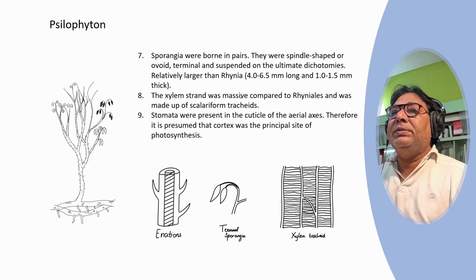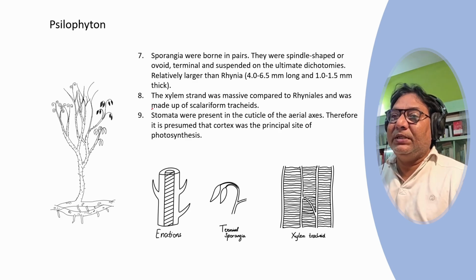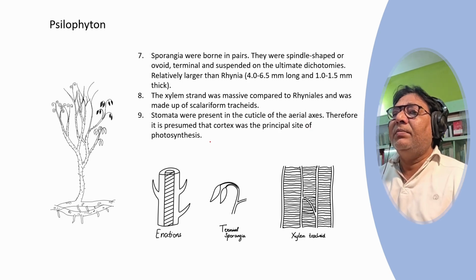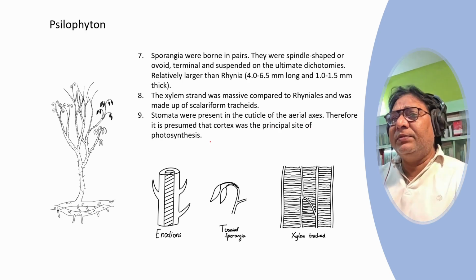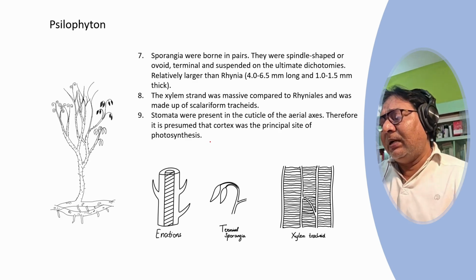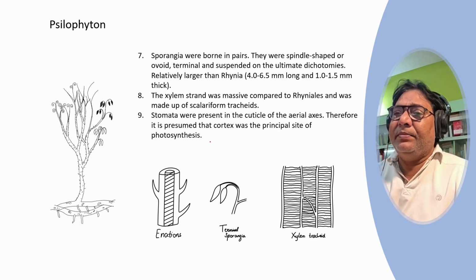The xylem strand was massive compared to Rhynia. Stomata were present in the cuticle of the aerial axis. Therefore, it is presumed that the cortex was the principal site of photosynthesis. Here also, in fact, there is no leaf, so photosynthesis must be carried out by this stem.